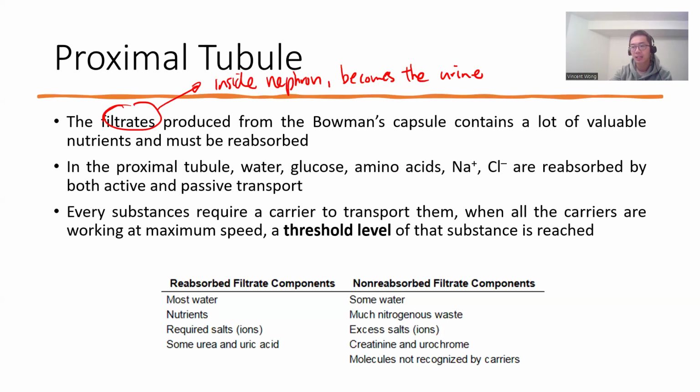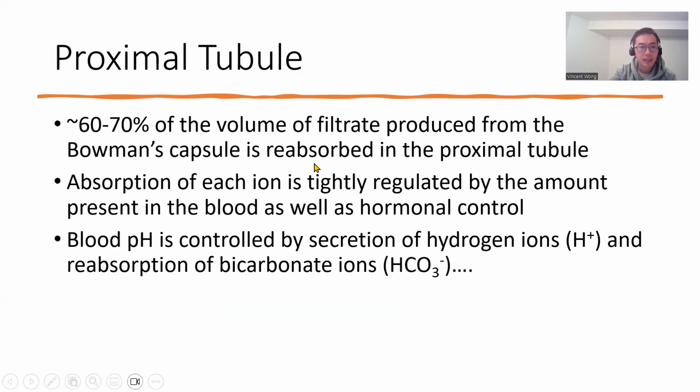In fact, at the proximal tubule, approximately 60 to 70% of the filtrate is going to be reabsorbed here. Okay, so approximate. Do I have a slide coming up? Yeah, about 60 to 70% of the volume of the filtrate that was produced from the Bowman's capsule will now be reabsorbed in the proximal tubule.